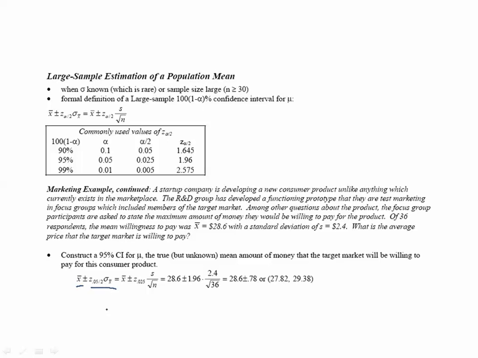The z-score for our confidence interval: if our confidence estimate is 95%, then we would go to a z-table and find the corresponding z-score for a 95% confidence interval. In this case, 95% is 1.96. Our standard deviation is 2.4, and we have 36 observations in our sample. So we would say we are 95% confident that the true population mean falls somewhere between $27.82 and $29.38.